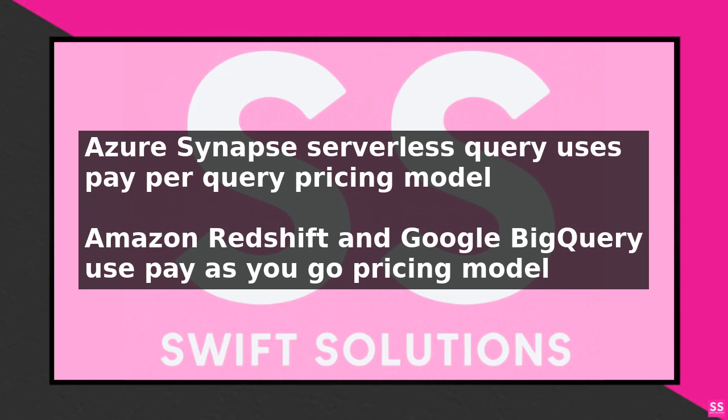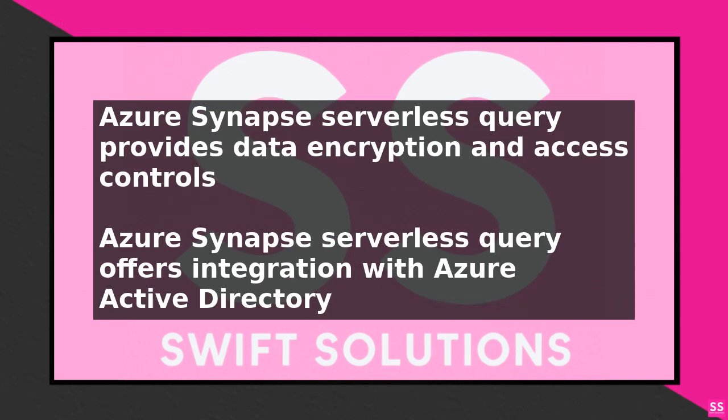To choose the best option for your needs, consider the specific requirements of your project, including the size and complexity of your dataset, the type of queries you need to run, and your budget. Azure Synapse Serverless Query is ideal for projects that require fast and flexible querying of data, while Amazon Redshift and Google BigQuery are better suited for large-scale data warehousing and analytics.